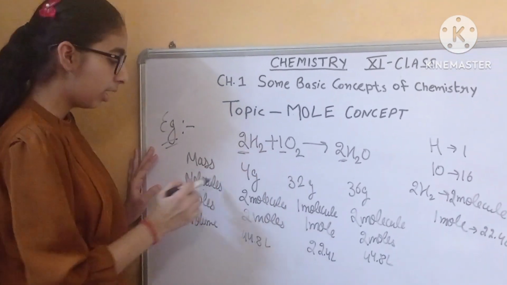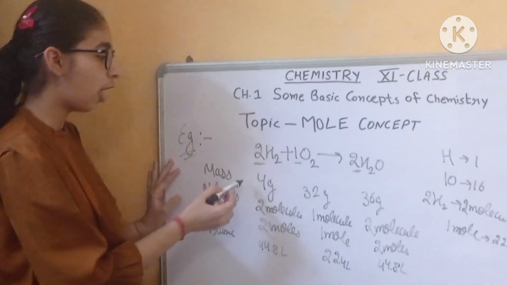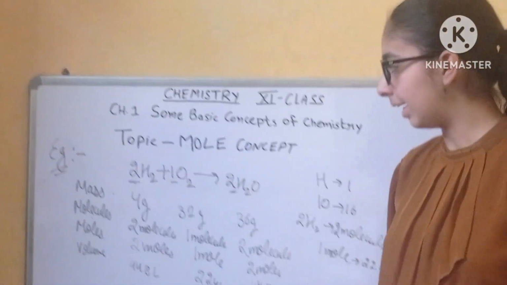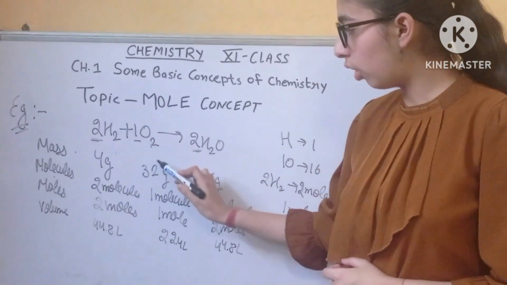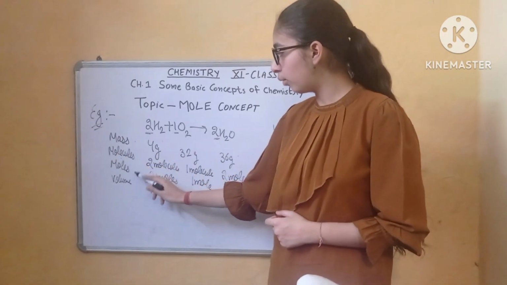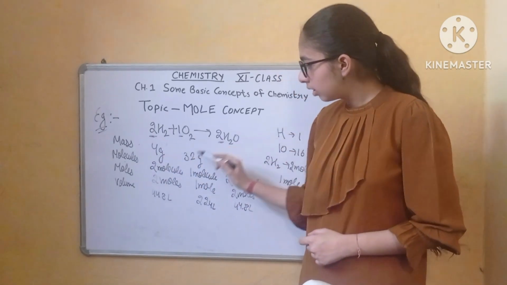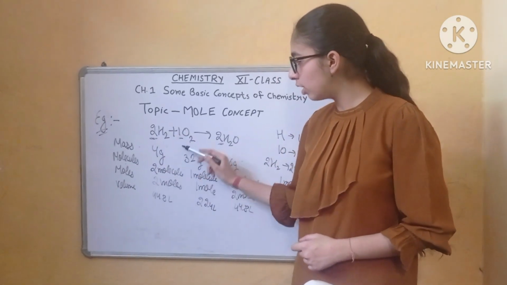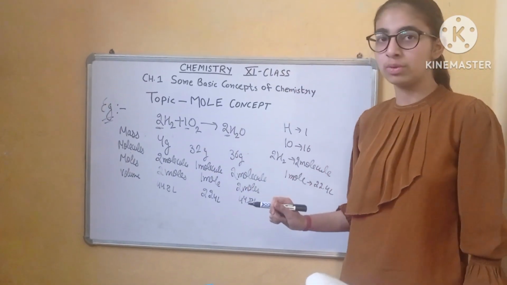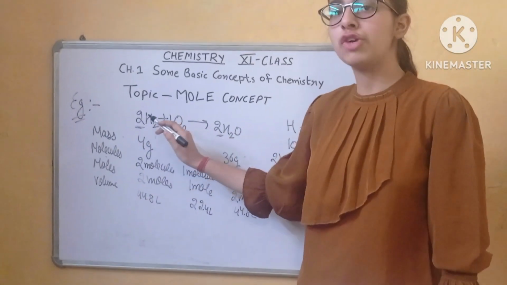And what is the mass, molecules, moles, and volume? With this only, you will come to understand what the mass, molecules, moles and volume we have to write. This is the mass of H2O. O2 has 2 gram, water 36 gram. What are the molecules and moles? Molecules and moles both take these numbers. H2 has 2 molecules as well as 2 moles. Oxygen has 1 molecule and 1 mole. 2H2O has 2 molecules and 2 moles. And for volume, 1 mole has 22.4 liter. So 2 moles of H2O.